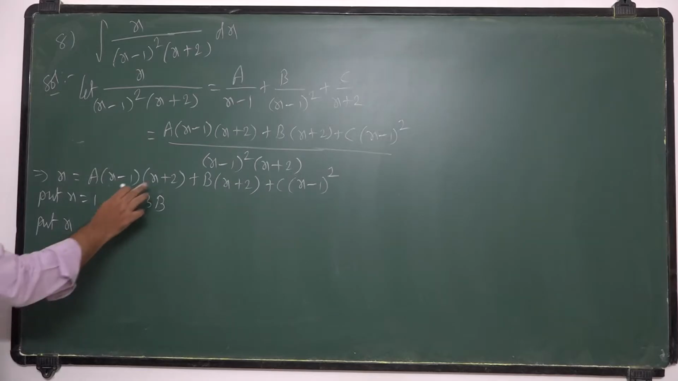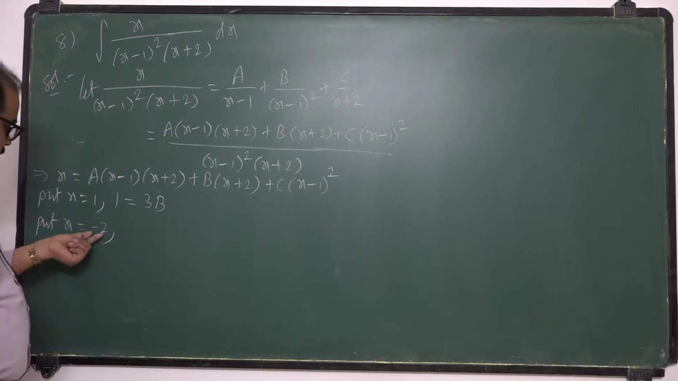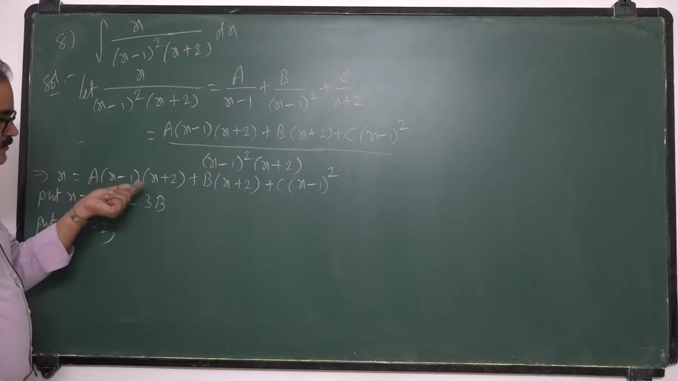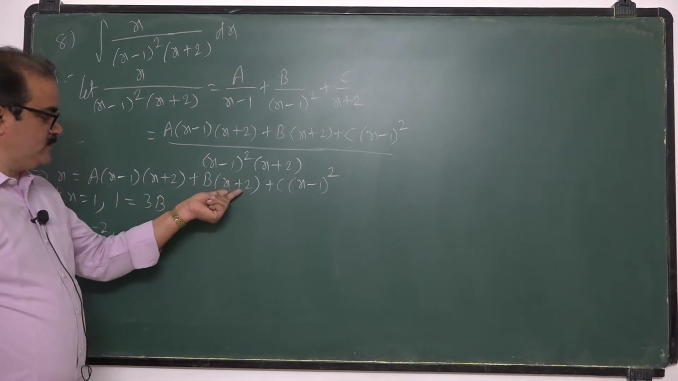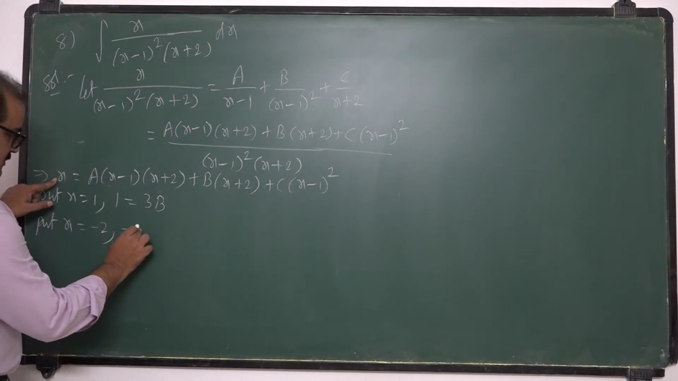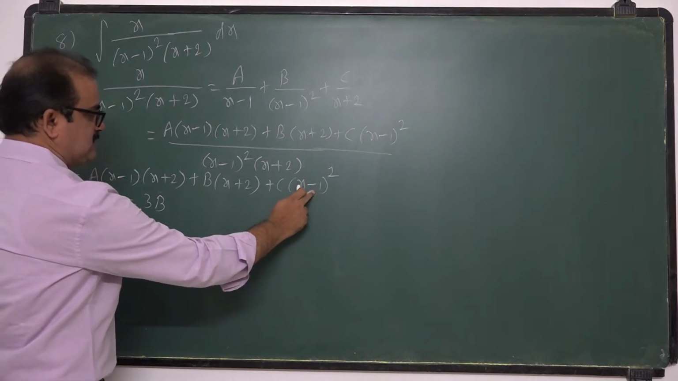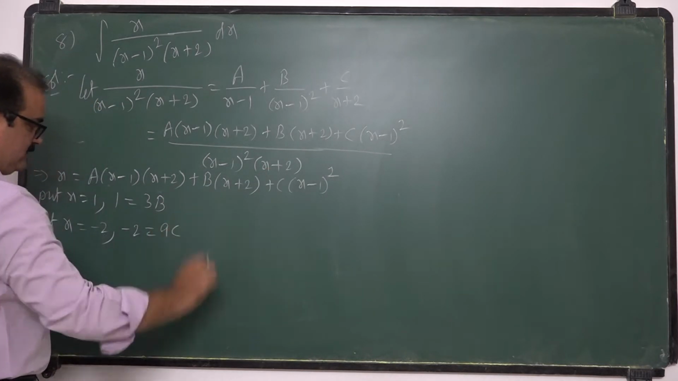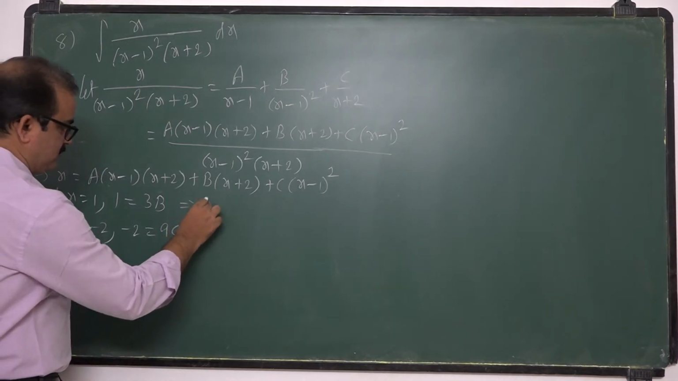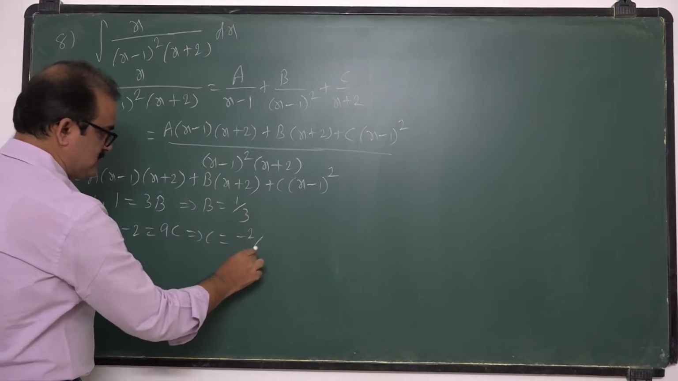Next, you put x is equal to minus 2. If you put x is equal to minus 2, then this term becomes 0, since 0 into anything is 0. This term is also 0. So LHS becomes minus 2 is equal to (minus 2 minus 1), minus 3, whole square 9, 9 into C. From this, the B value is 1 by 3 and the C value is minus 2 by 9.